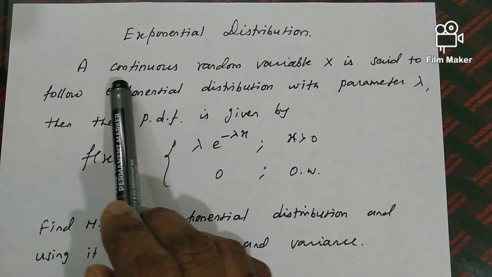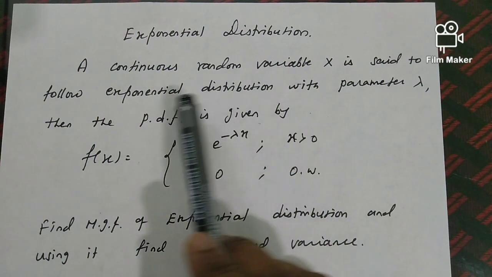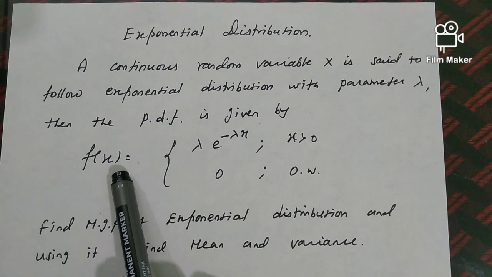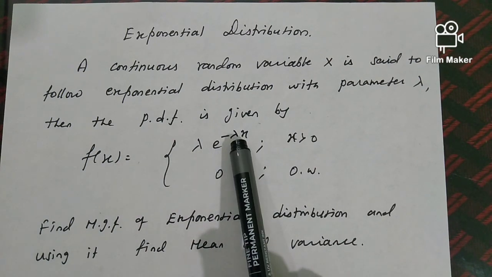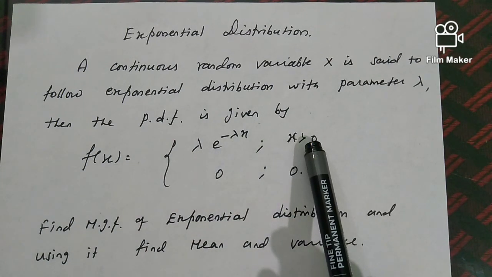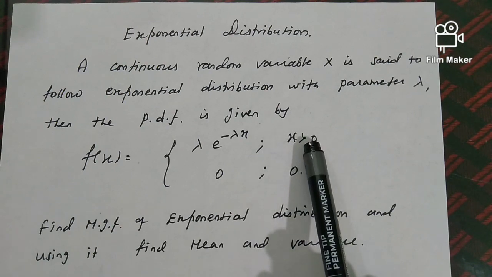This also comes under the continuous random variable. So the PDF is given by f of x, which is nothing but lambda e power minus lambda x, x greater than 0. So this is the definition for the exponential distribution.